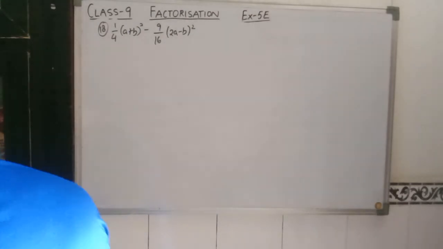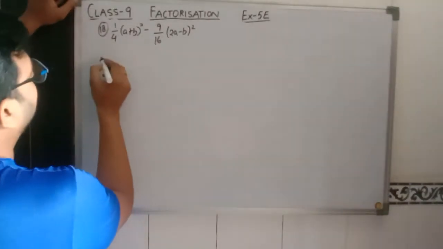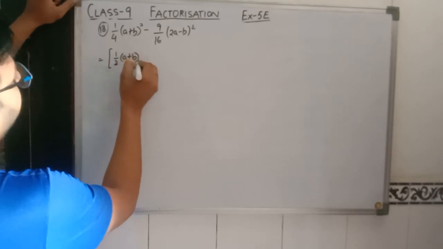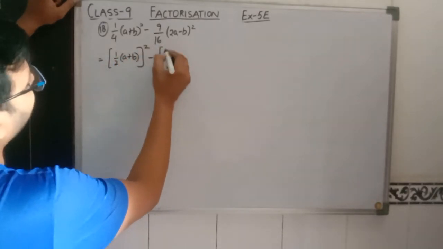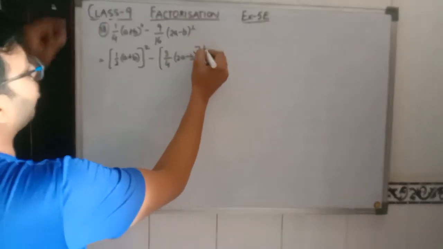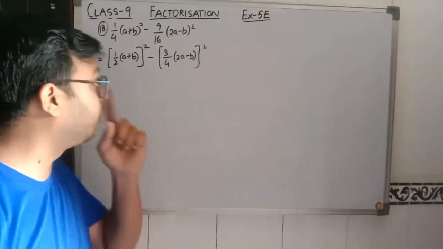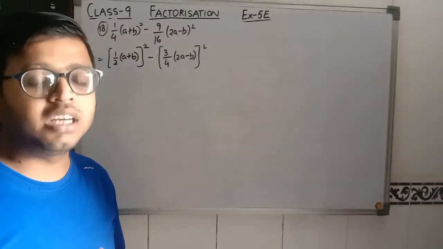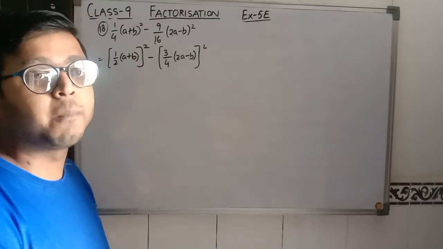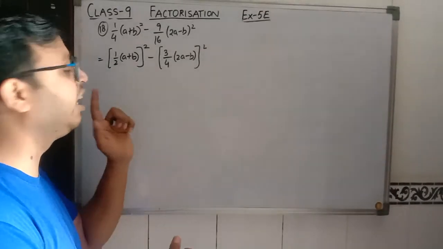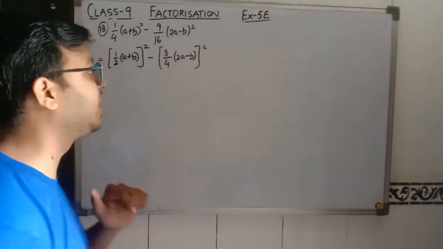Now there are only two terms and both are complete squares. This can be written as 1/2 (a plus b) whole square, and this can be written as 3/4 (2a minus b) whole square. If the thought is coming to your mind that you should multiply them, then you are wrong. Why? Because our target is not to expand the terms. Our target is to factorize, to make more brackets. That is why it will not be convenient to multiply them.